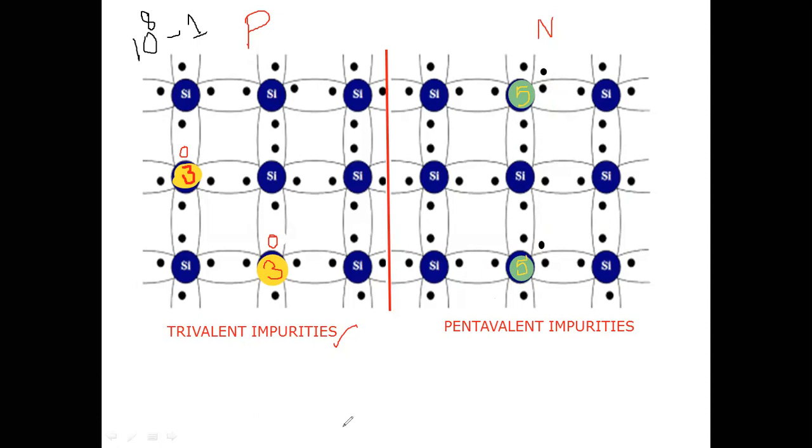Keep in mind that, for example, if I increase the temperature, what will happen? Some of the covalent bonds will break here. Suppose this covalent bond is broken now. Then this electron will come outside, so now this electron makes a transition.